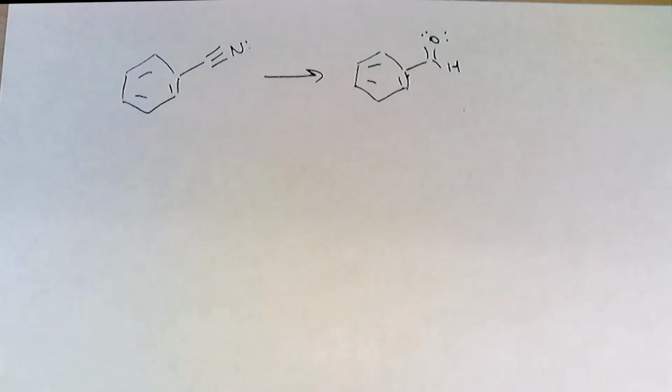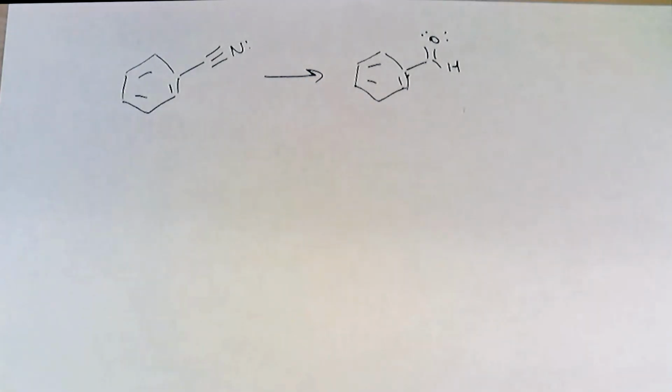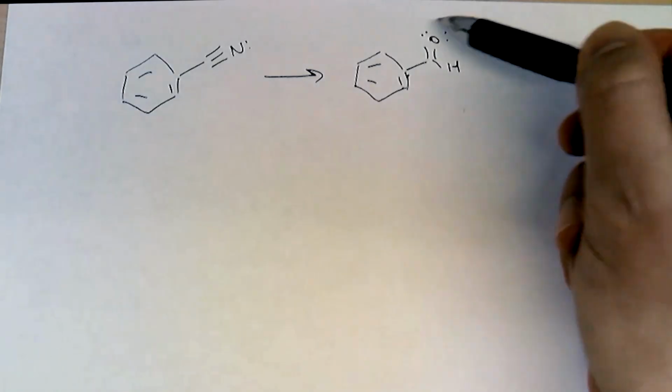To approach this problem, you should first determine what kinds of changes have occurred between the starting material and the product. Has there been a change to the carbon skeleton? No. There are 7 total carbons in both structures. Has there been a change in functional groups? Yes. The starting material has a nitrile, while the product has an aldehyde.